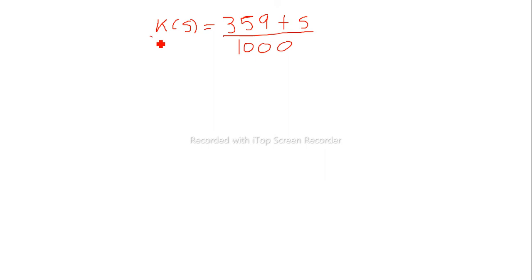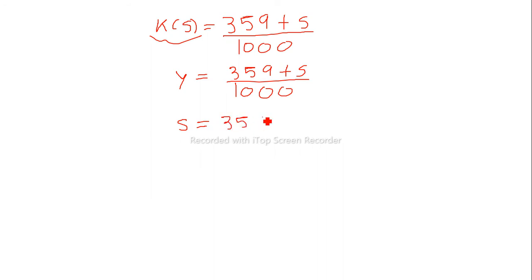What we could do is we could change this into y, right? It's going to be 359 plus s divided by 1,000. And then we switch the y and the s, right? So it's going to be s equals 359 plus y, because we swapped the s and the y, all over 1,000.